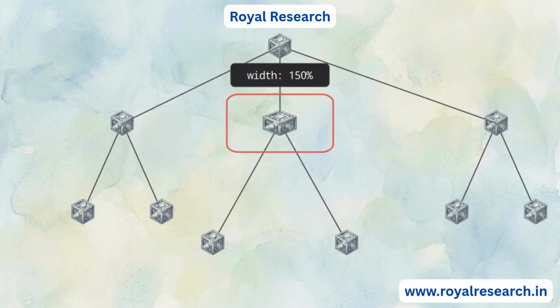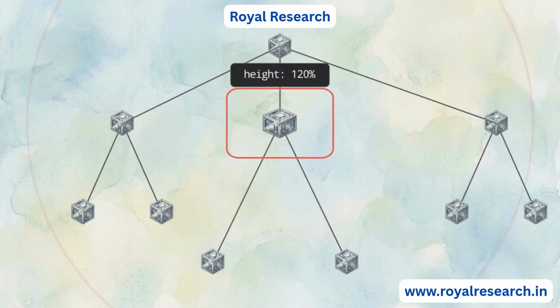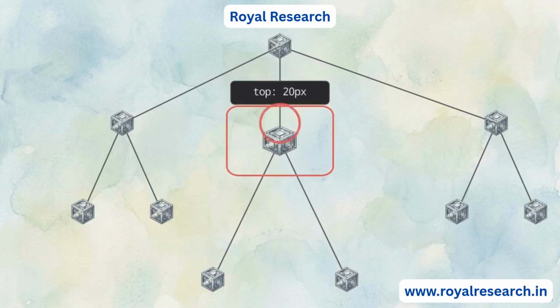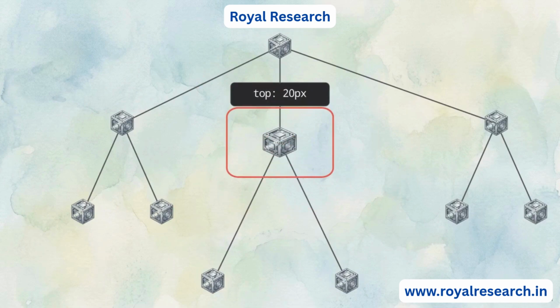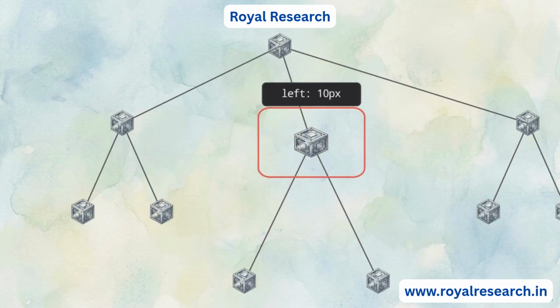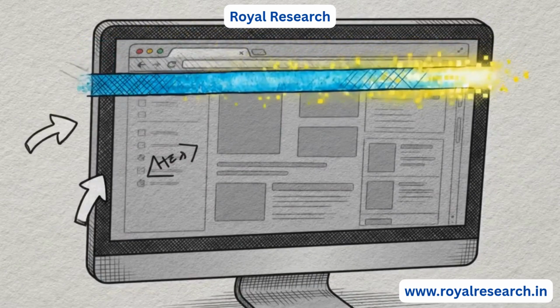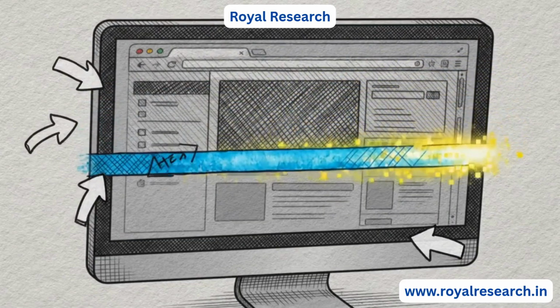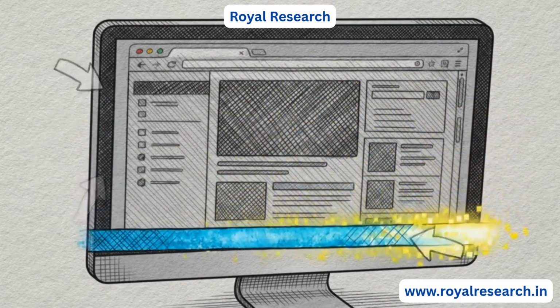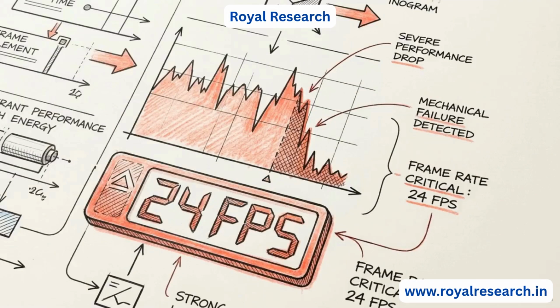Because elements exist in a flow, that expansion physically shoves adjacent elements out of their original positions. Changing properties like width, height, top, or left forces the browser to recalculate the coordinates of every surrounding node. This recursive calculation is called a reflow. Once the layout is recalculated, the browser must then execute a repaint to redraw every affected pixel on the screen. For an animation to appear smooth, this entire layout and paint cycle must happen 60 times every second.